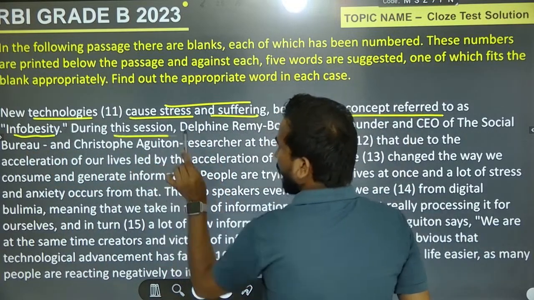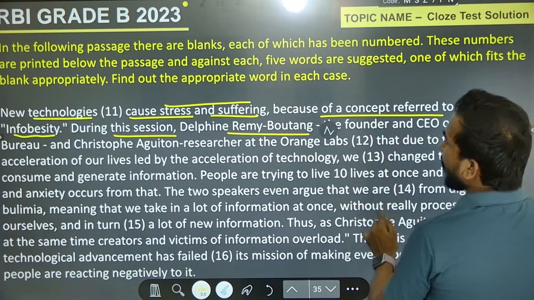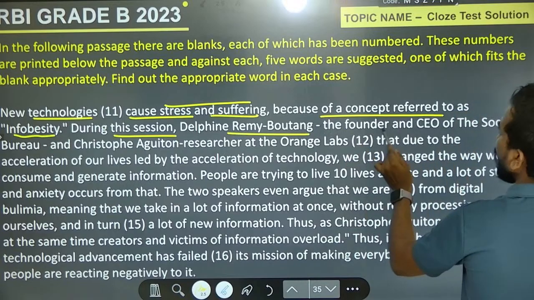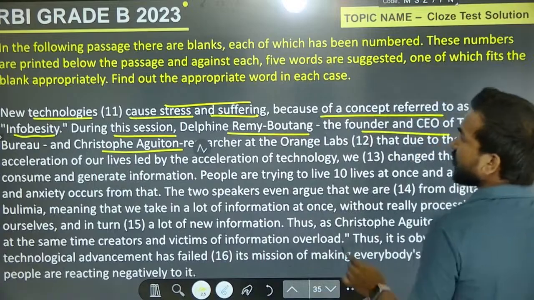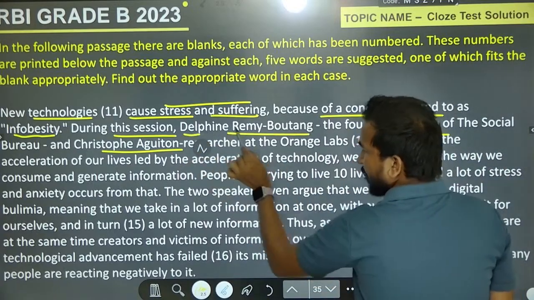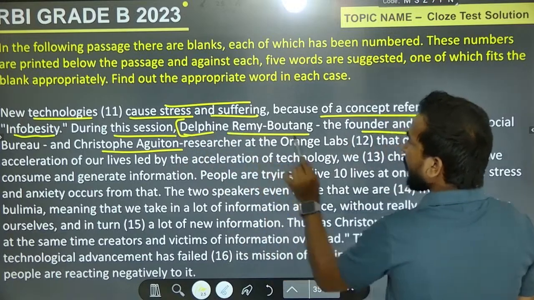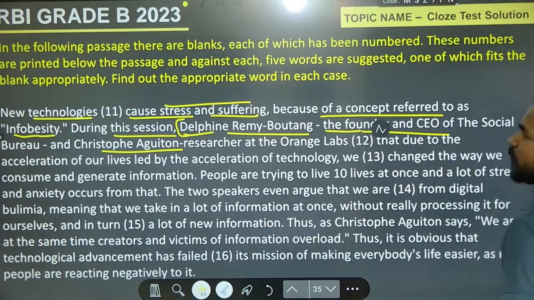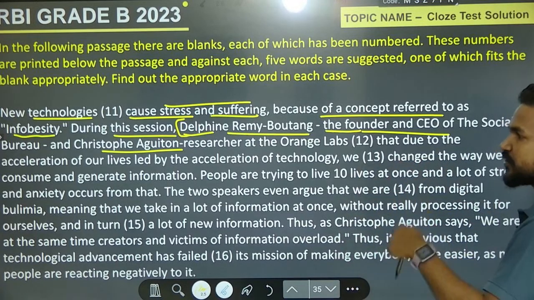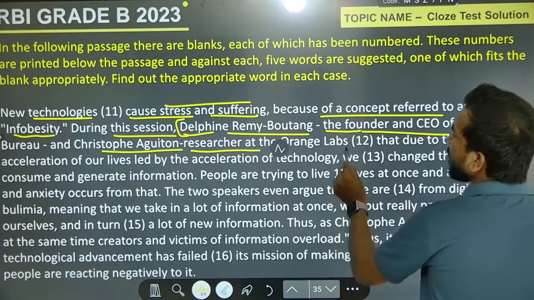During this session, Delphine Remy Bautent, the founder and CEO of the Social Bureau, and Christophe Aguation, researcher. Okay, that is the person or that is the lady actually. She is Delphine Remy Bautent, the founder and CEO of the Social Bureau. And the second one is Christophe Aguation, a researcher at the Orange Labs.